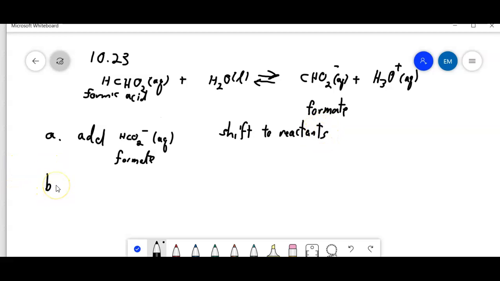B, removing some of the formic acid. Aqueous. Okay, that's up here. HCHO2, formic acid, you're removing it. Okay? You remove a reactant, you're going to shift to reactant. You're going to shift pretty much to whatever you're removing. So if you're removing a reactant, you're going to shift to reactant. So this is going to be shift to reactant.